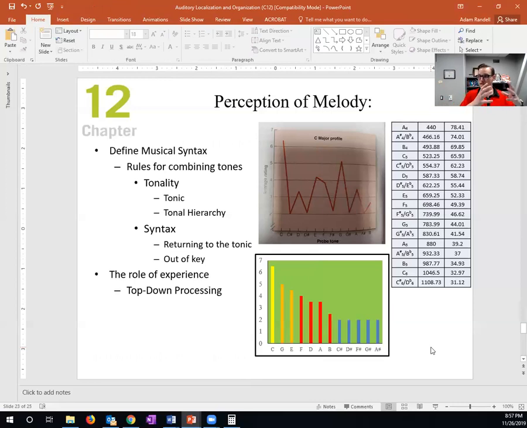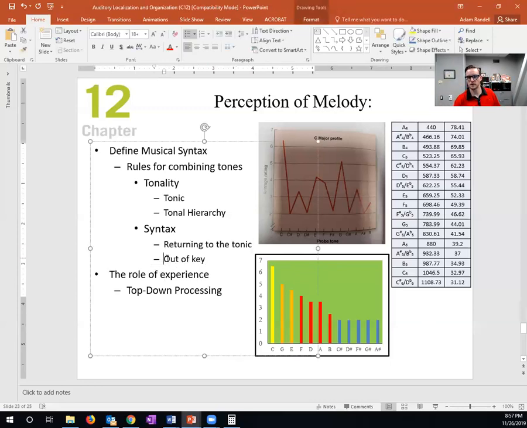So just like with language, verb follows noun, with music, you start at the tonic and end at the tonic. Return to the tonic. You only play notes in the scale. And if you don't, you're violating syntax. If you don't return to the tonic, you're violating syntax.